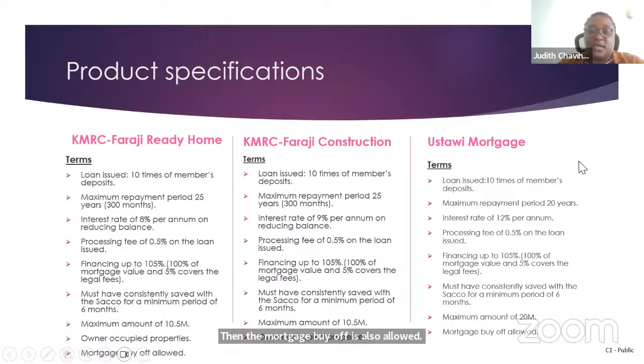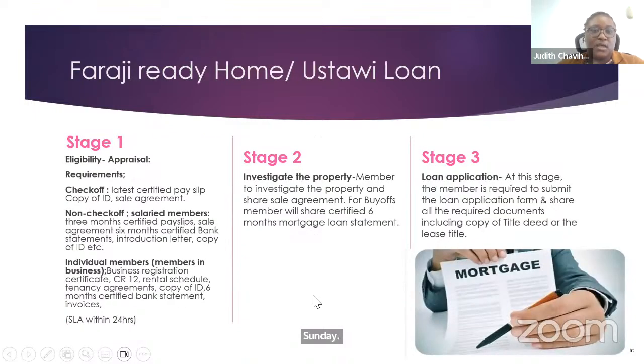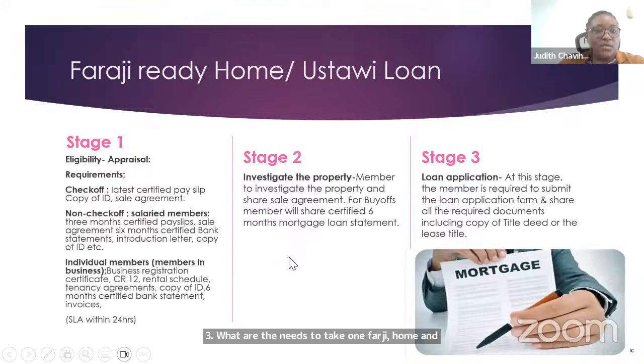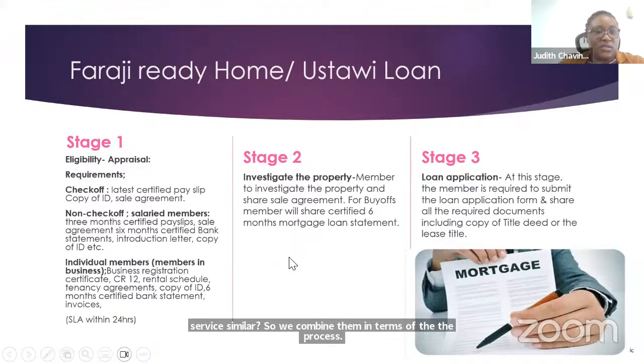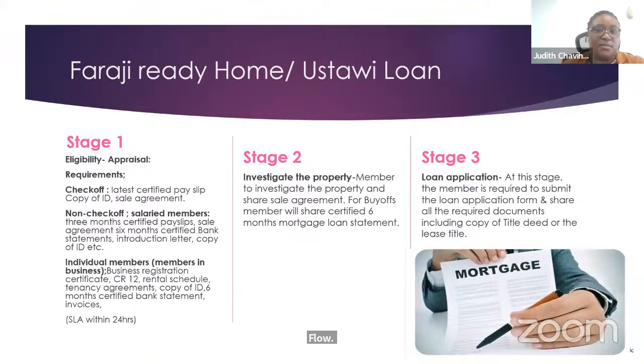So basically, those are the three. So let's focus on Faraji and similar loans. We combine them in terms of the process flow. So step one, where do we start? The member starts from eligibility.